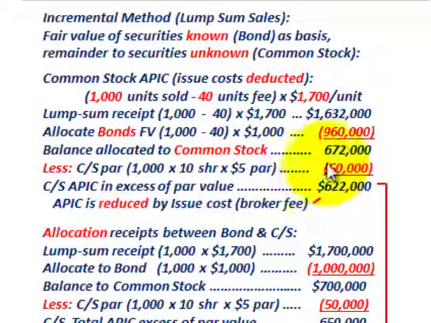And with this incremental method, just remember, you take your lump sum receipts less the securities that you know their value for. We knew what the bond value was, $960,000, the fair value. So the difference got allocated to the stock that we didn't know. So we calculated additional paid-in capital for our common stock at $622,000.